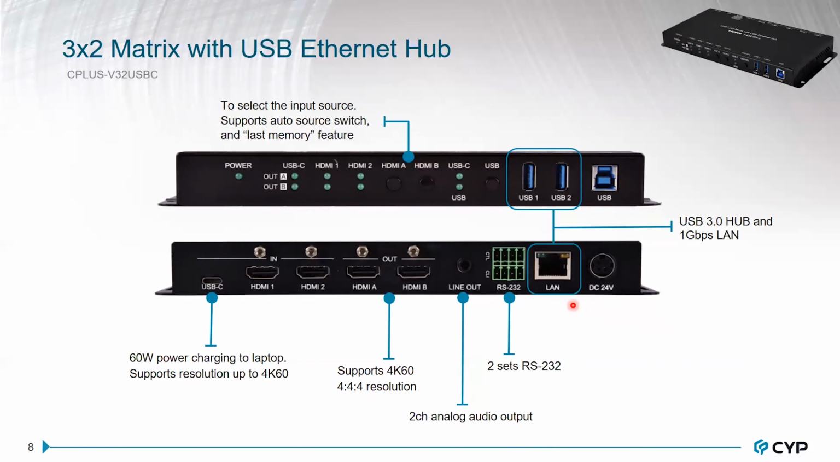The USB-C docking means that when the source connects to the USB input, the USB 3.0 hub and 1 gigabit Ethernet will be activated. That is to say, with C+ with 3-2 USB-C, you only need 1 USB-C cable to send the audio, video, data, and get the power charging and Ethernet.